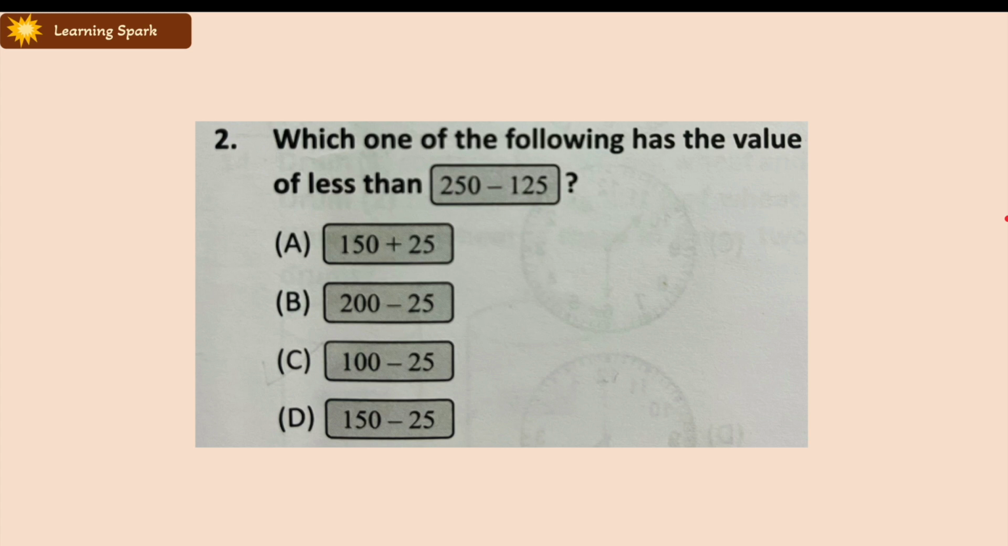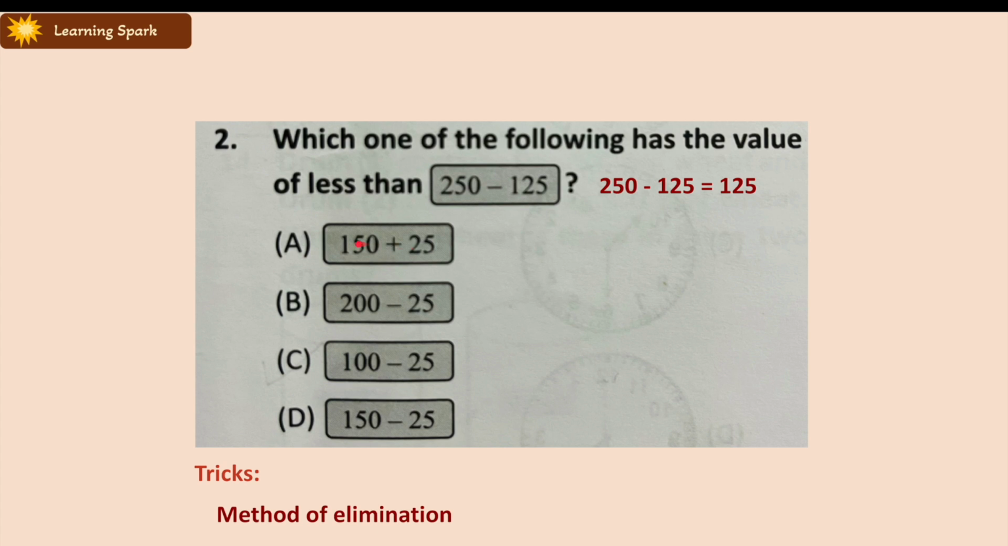Question number 2 is on your screen now. We will work out the answer together now. So the question is, which one of the following has the value of less than 250 minus 125? 250 minus 125 is 125. Okay, so we will go to the answer to check which one is less than 125. Okay, now we use something called method of elimination. Okay, so we will eliminate certain answers, we will not even calculate them.